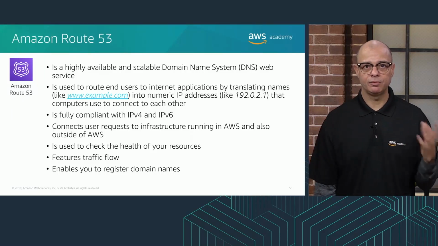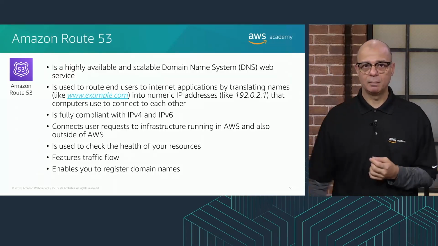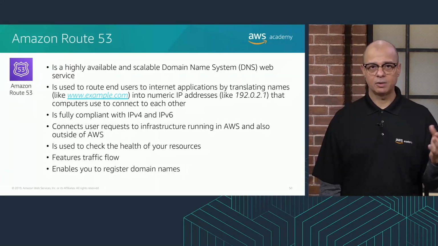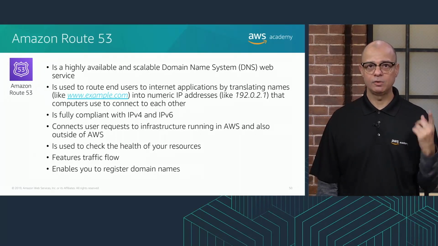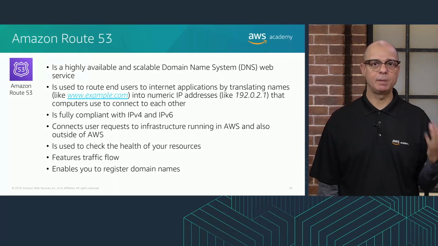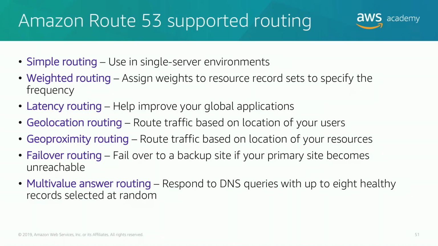Amazon Route 53 gives you the ability to register a domain name, such as yourcompany.com, and have the service handle the names and hosts related to that domain. Route 53 is highly available, scalable, and fully compliant with IPv4 and IPv6 addresses. Amazon Route 53 supports several types of routing policies. They determine how it responds to name resolution queries.